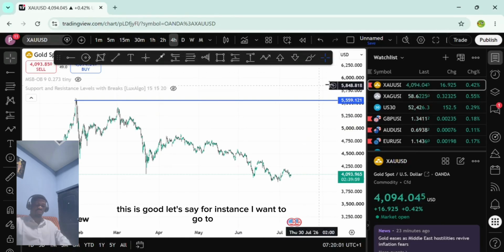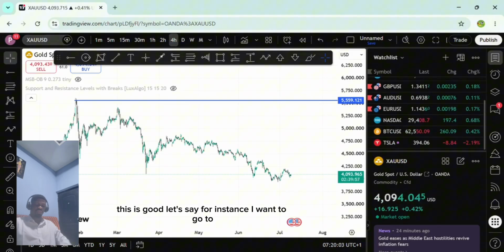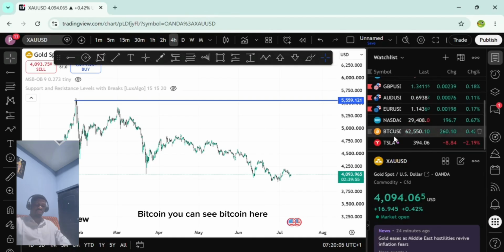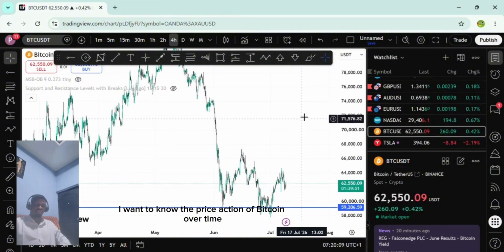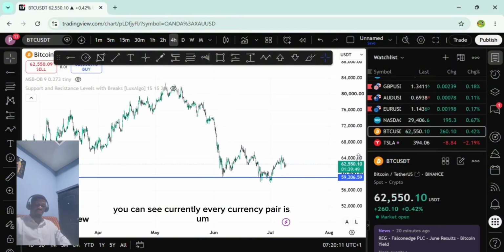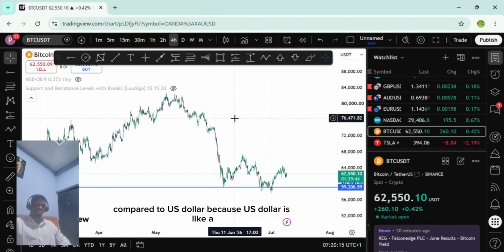This is gold. Let's say for instance I want to go to Bitcoin. You can see Bitcoin here. I want to know the price action of Bitcoin over time. You can see currently every currency pair is compared to the US dollar, because the US dollar is like an international currency that is being used to regulate every other currency.